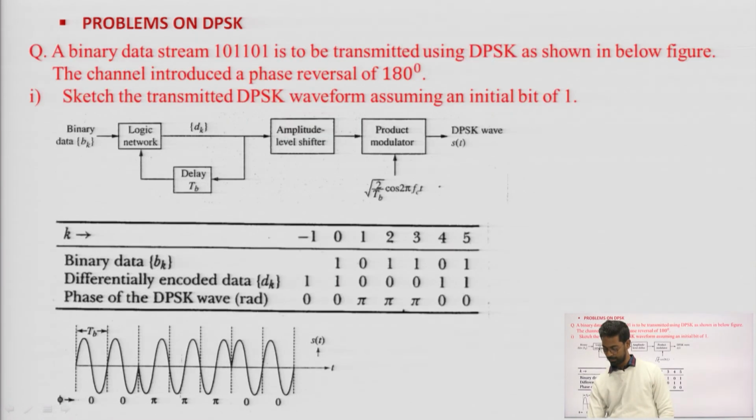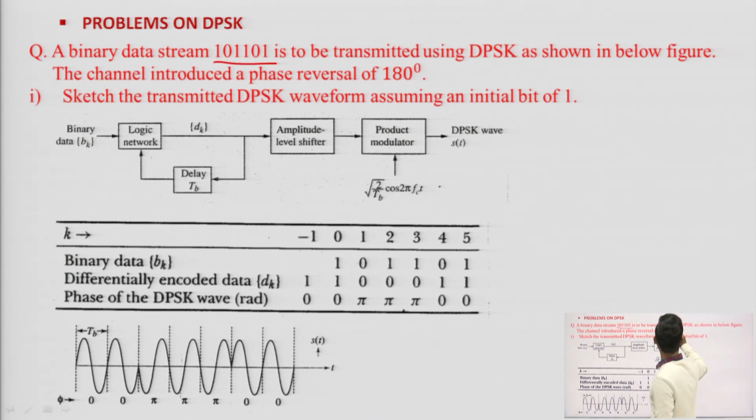And the last one: this binary data is transmitted using DPSK as shown in the figure below. The channel introduces a phase reversal of 180 degrees. Sketch the transmitted DPSK waveform, assuming an initial bit of 1. So here we are assuming the initial bit as 1, and the minus 1 position means the previous bit. So the differentially encoded bit is 1 1.